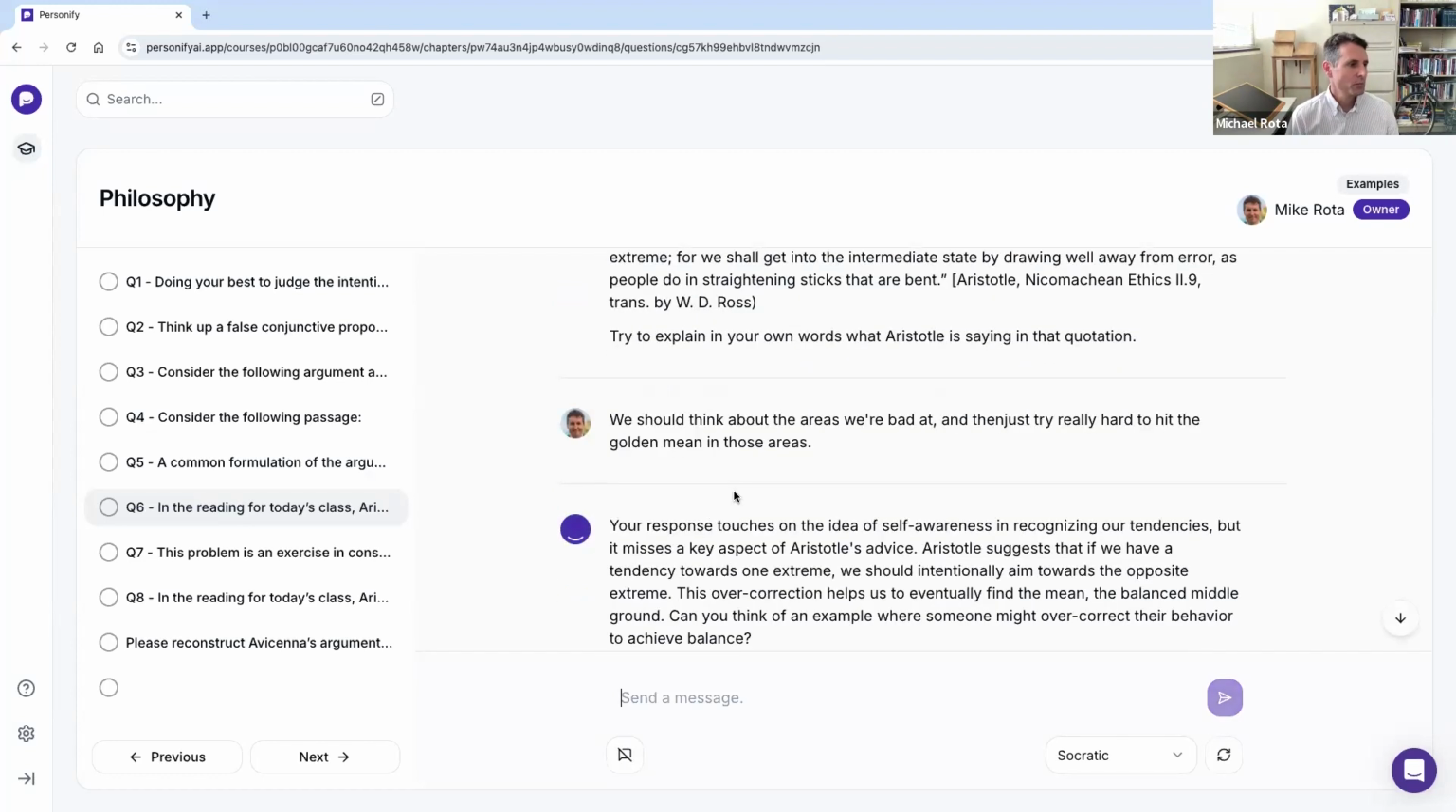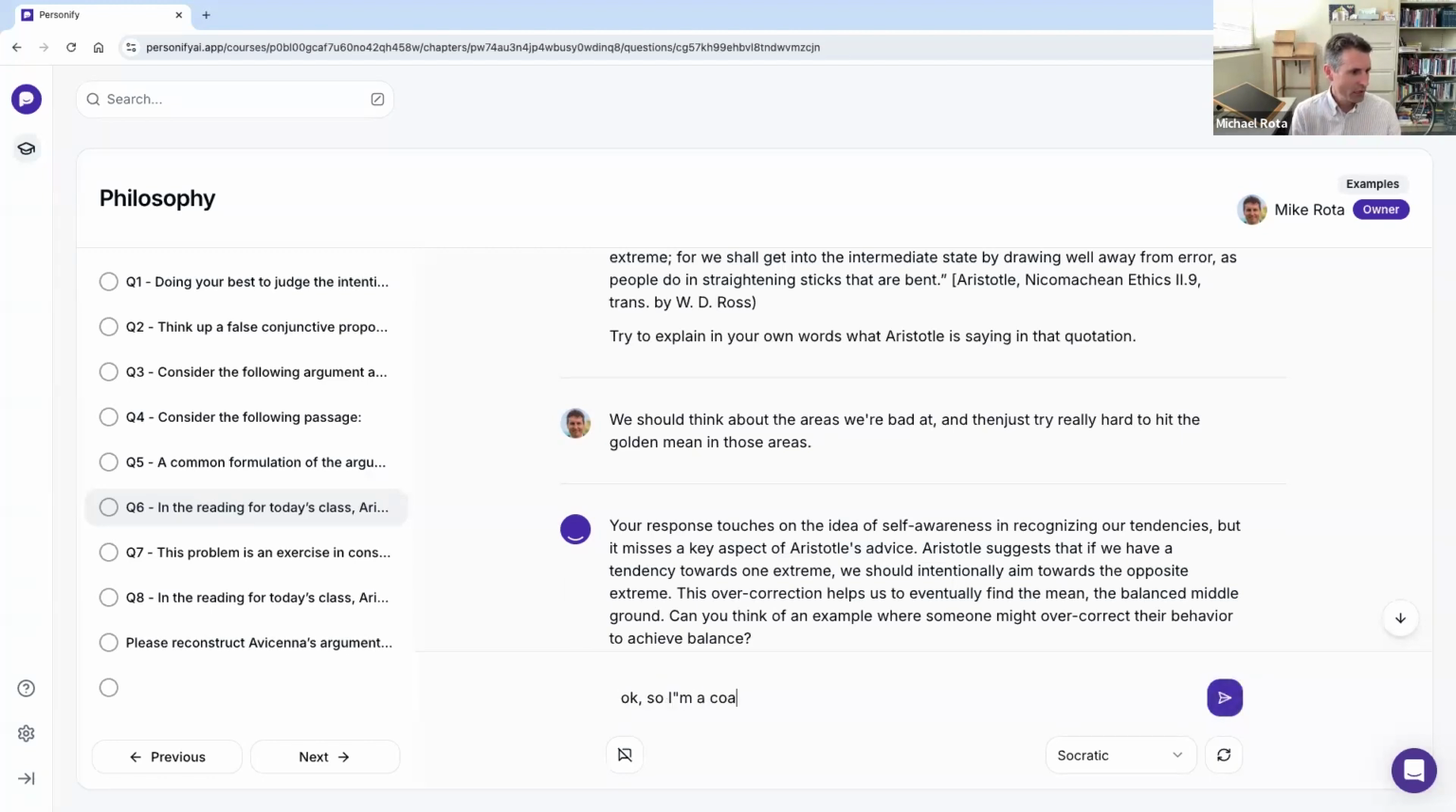And the AI responds, your response touches on the idea of self-awareness and recognizing our tendencies. That's good. But it misses a key aspect of Aristotle's advice. Aristotle suggests that if we have a tendency towards one extreme, we should intentionally aim towards the opposite extreme. Can you think of an example where someone might overcorrect their behavior to achieve balance? It's asking the student a question because I told it to do that, and my instructor provided an answer. And so let's say, again, I'm going to get it right, but not really right.